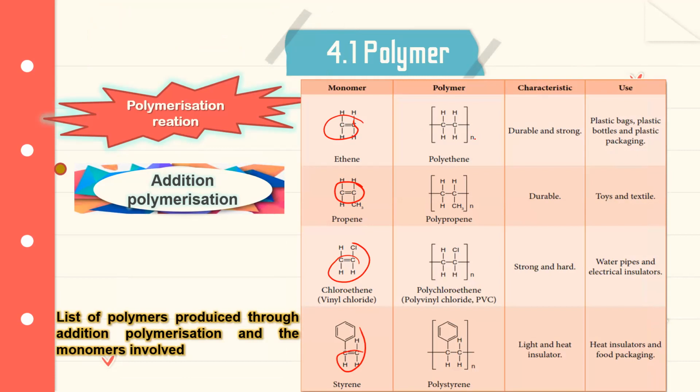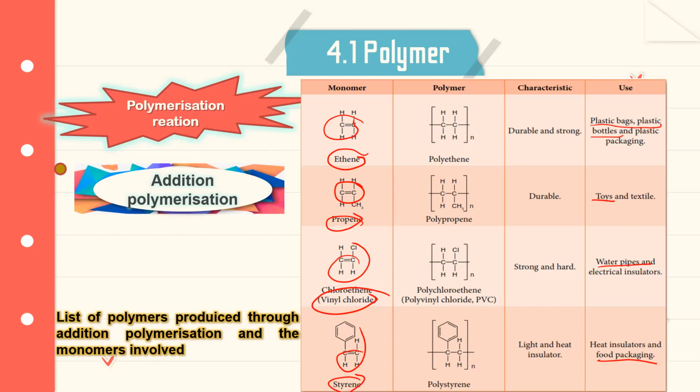So teacher wants you to memorize one. Okay, ethene, I use it for plastic bags. Just memorize one will do. Ethene, plastic bags or plastic bottles, enough. Propene, toys. Polyvinyl chloride, you and I know, water pipes. Styrene, we use it for food packaging.